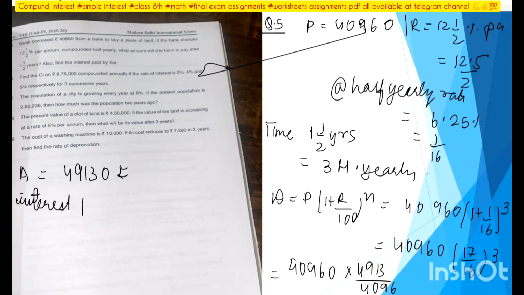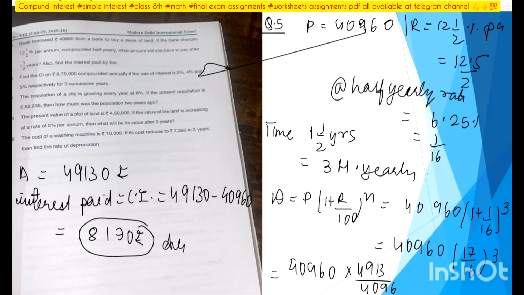Now the interest paid, which is the CI, is equal to 49130 minus 40960. So it becomes 8170 rupees. That much is the amount you have to pay as interest.